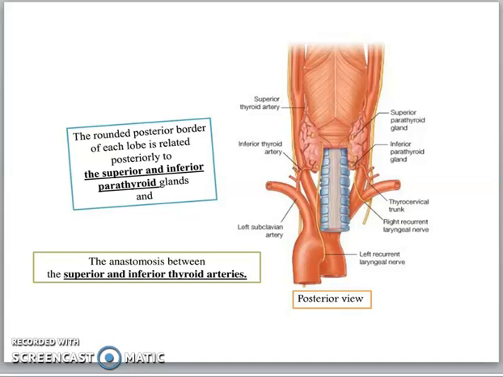Another important piece of information on the posterior aspect of the thyroid gland is the anastomosis between the superior and the inferior thyroid artery.